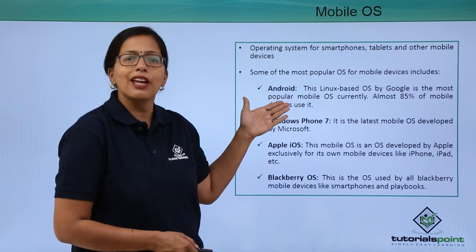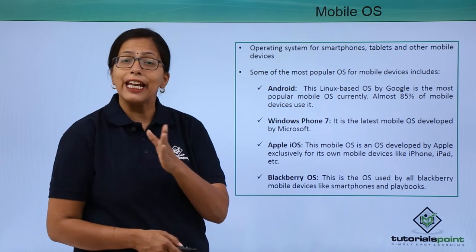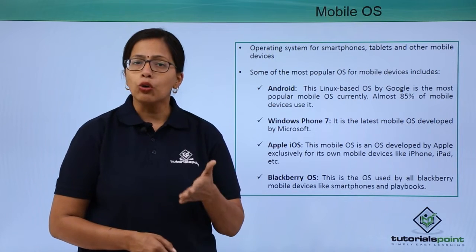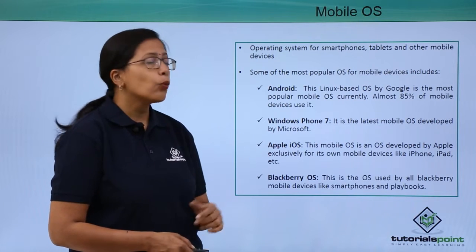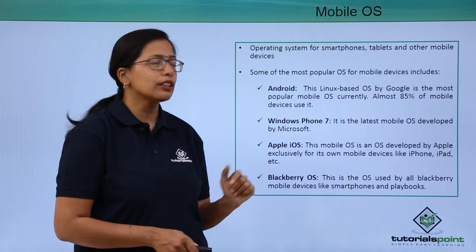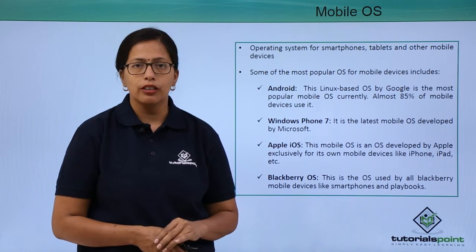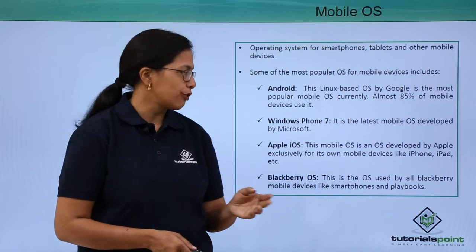The most popular is Android because it is used by almost 85% of the mobile users. Android has been developed by Google. Next is Windows Phone 7. As you can suggest, Windows is there, so it is a Microsoft product. It has been launched by Microsoft.